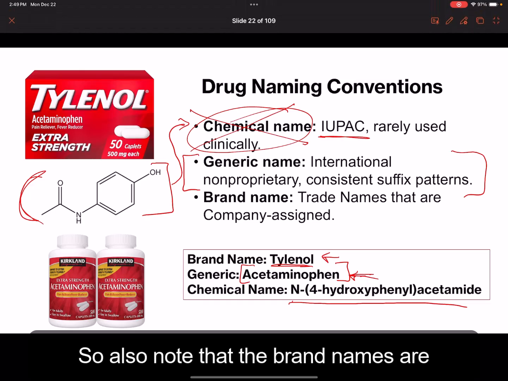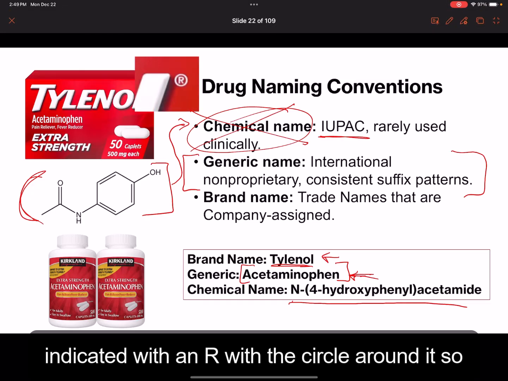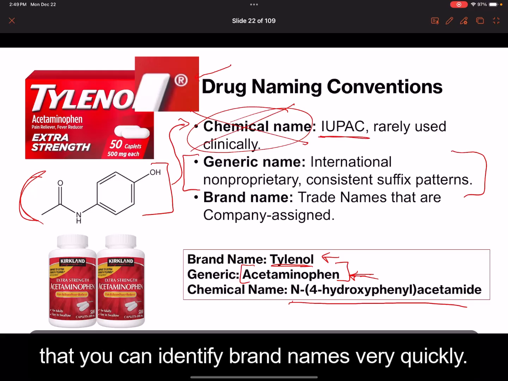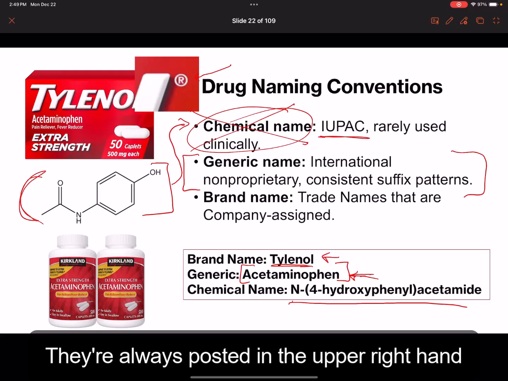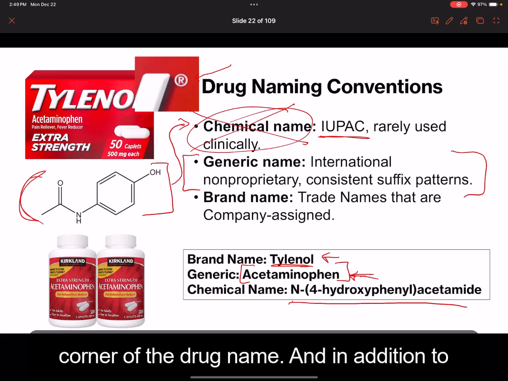So also note that the brand names are indicated with an R with a circle around it so that you can identify brand names very quickly. They're always posted in the upper right-hand corner of the drug name.